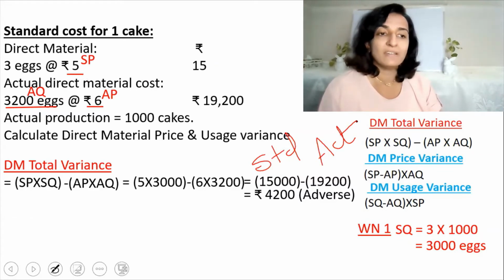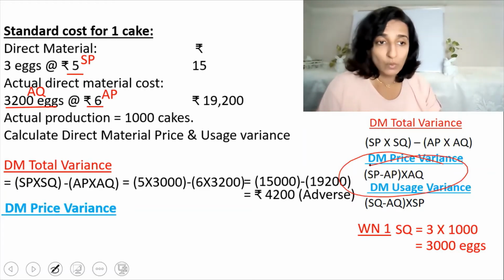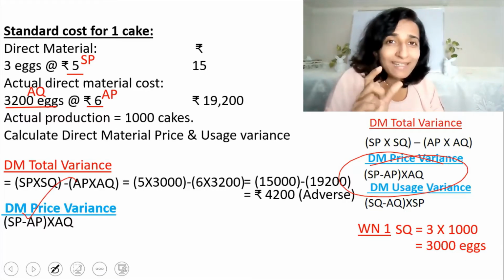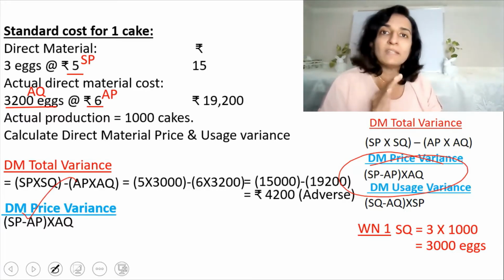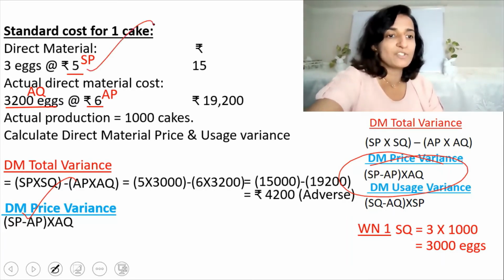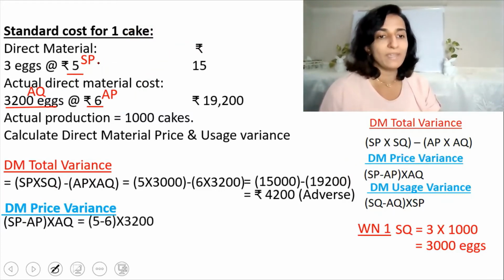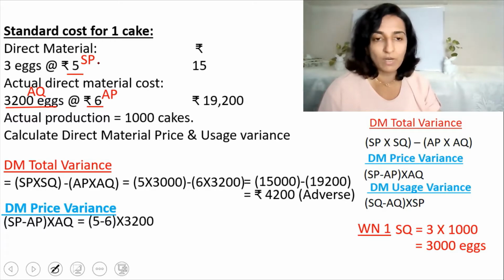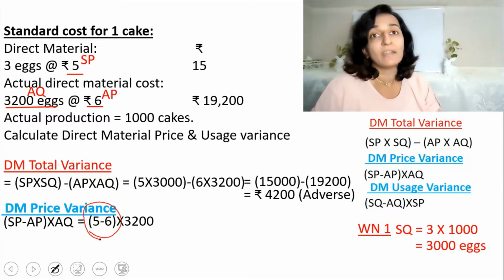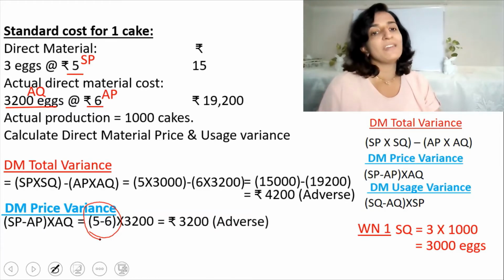Now coming to the direct material price variance. So the formula is SP minus AP into AQ. So just noting down the formula. So we are trying to find out what is the difference in price that we have paid multiplied by the actual quantity of eggs. So what is the standard price? Standard price is 5, actual price is 6, and the actual quantity is 3,200. Substituting in the formula, we get 5 minus 6 into 3,200, or we have paid an extra 1 rupee for each egg. So that is also causing an adverse variance. So it is 3,200 adverse.